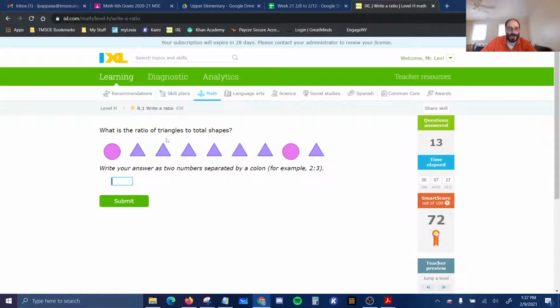Okay, this one says ratio of triangles to total shapes. Okay? Triangles to total shapes. So I have 1, 2, 3, 4, 5, 6, 7 triangles. Remember, triangles comes first. I put 7 first. Colon. It's not asking triangles or circles. It's asking triangles of total shapes. 1, 2, 3, 4, 5, 6, 7, 8, 9 total shapes.